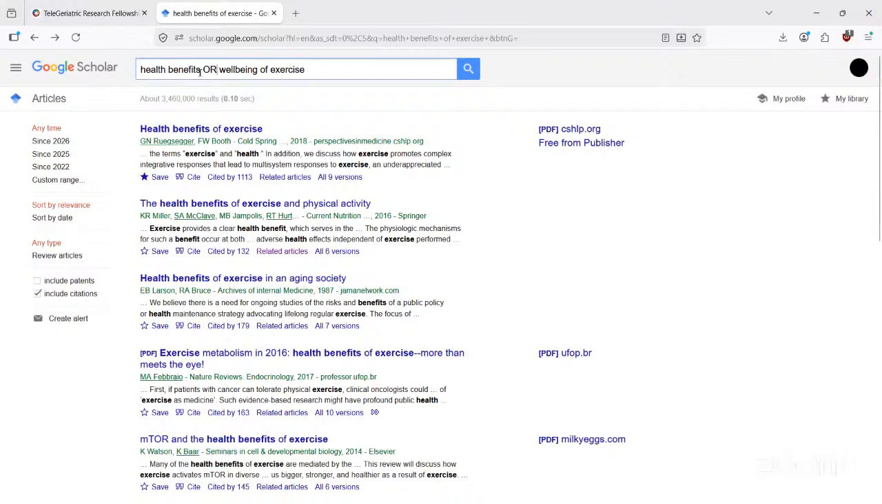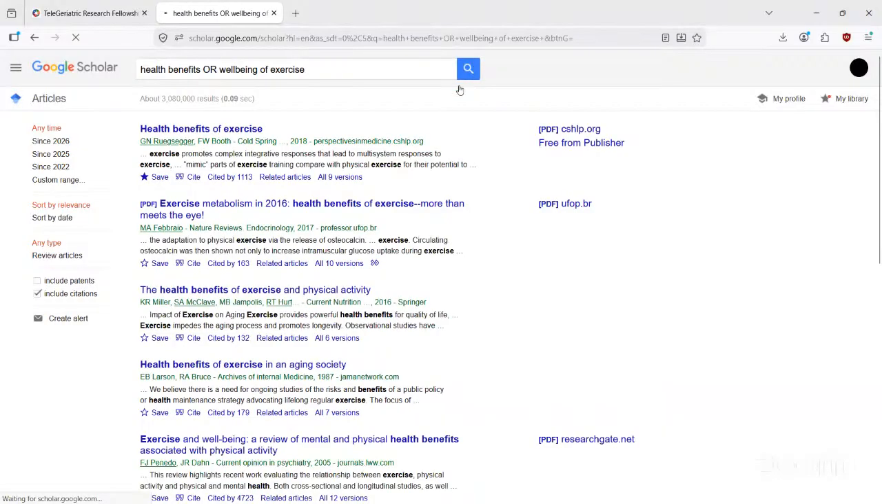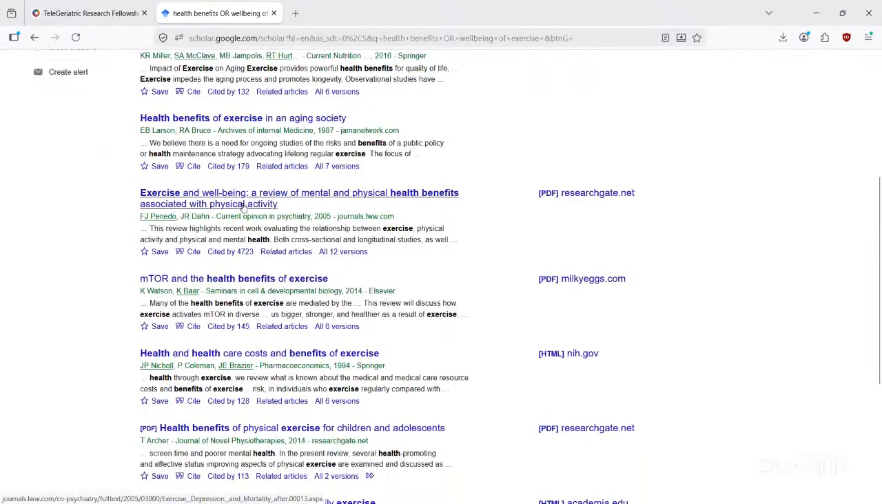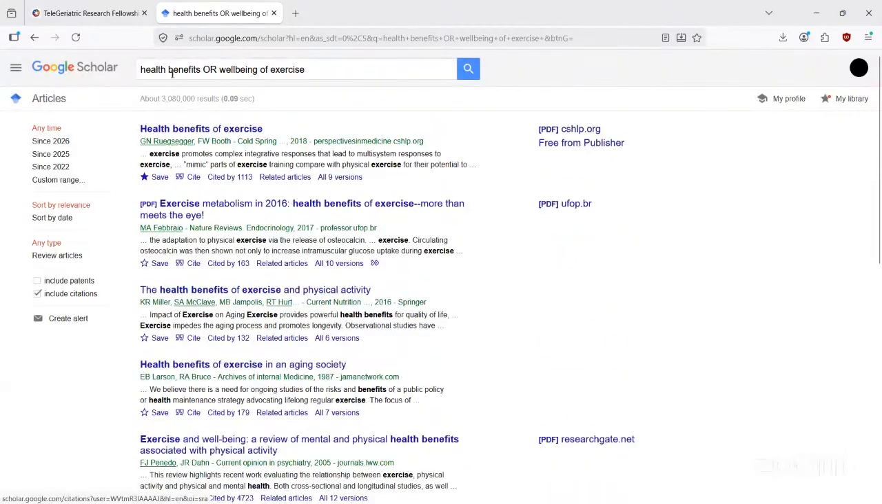So health benefits OR well-being of exercise. If you click search, it will talk about either health benefits or well-being of exercise. So it will include studies that talk about health benefits of exercise or well-being of exercise. So this is about the OR Boolean operator. Another one is AND.